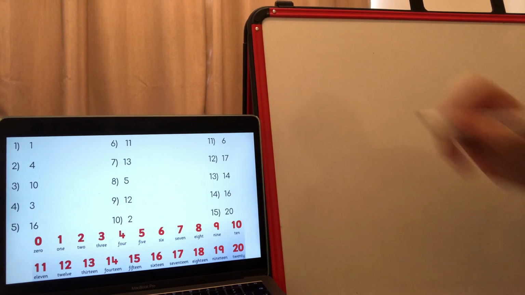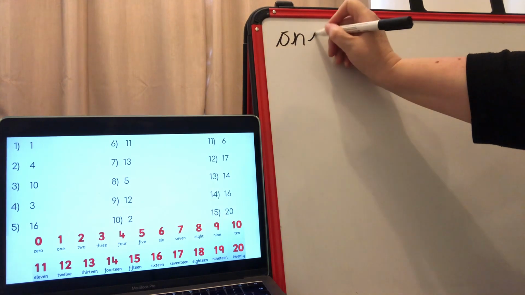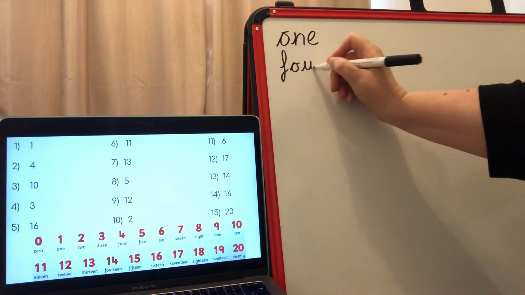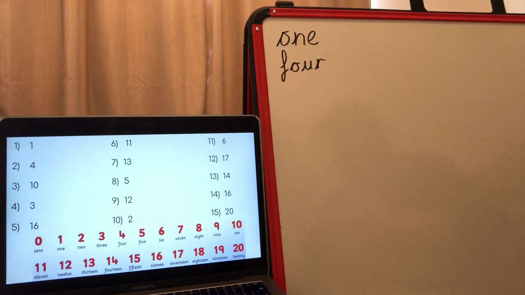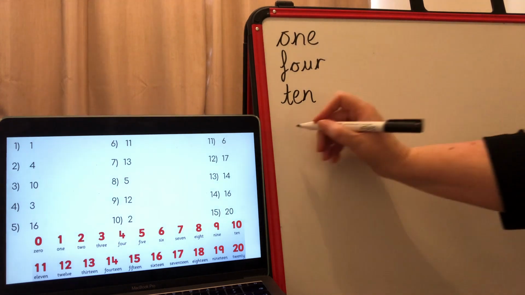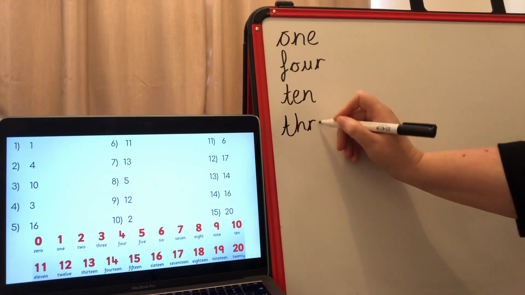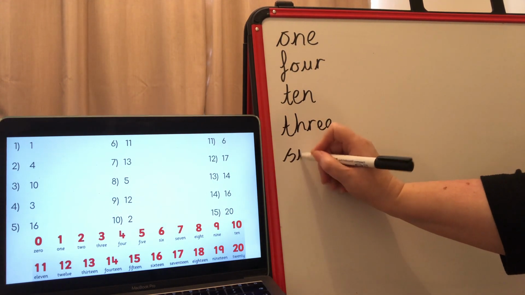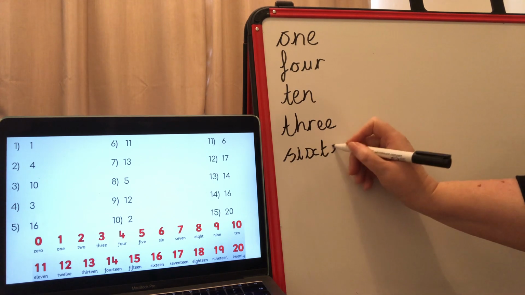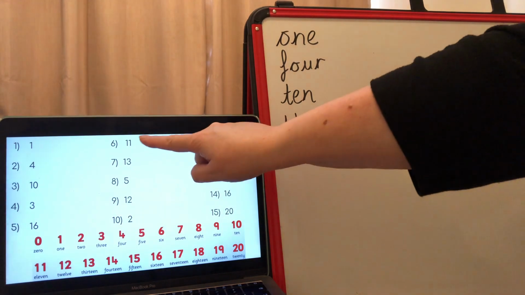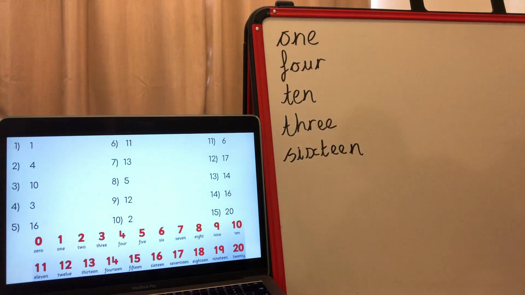Okay then, so question 1 had number 1, so that's O-N-E. Question 2 was number 4. F-O-U-R. Question 3 said 10. That's T-E-N. Question 4 was 3. T-H-R-E-E. And question 5 was 16. S-I-X-T-E-E-N. Okay, what I'd like you to do is get an adult in your house to see if they can help you check whether you got the spellings of all these numbers right as well. I bet you did.